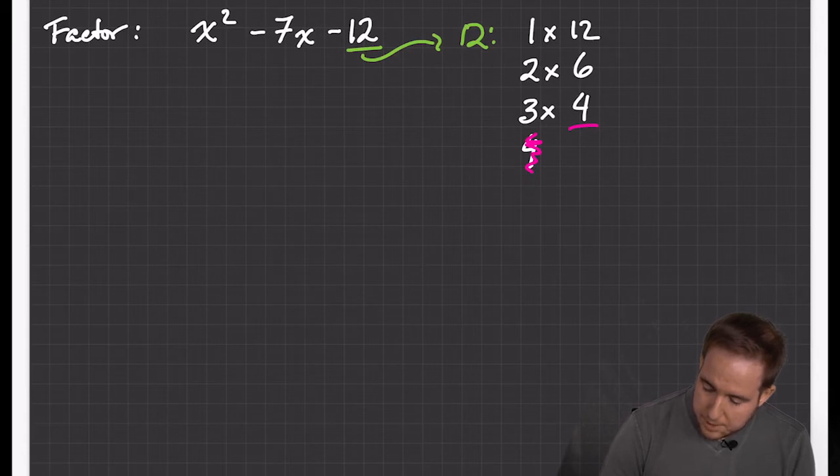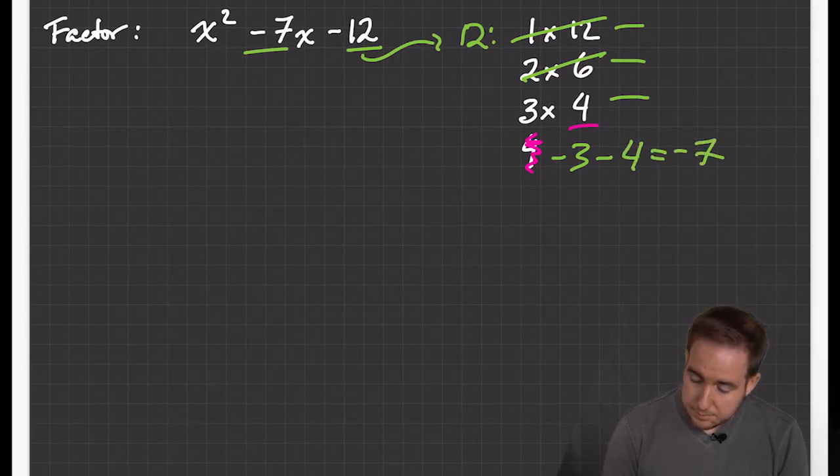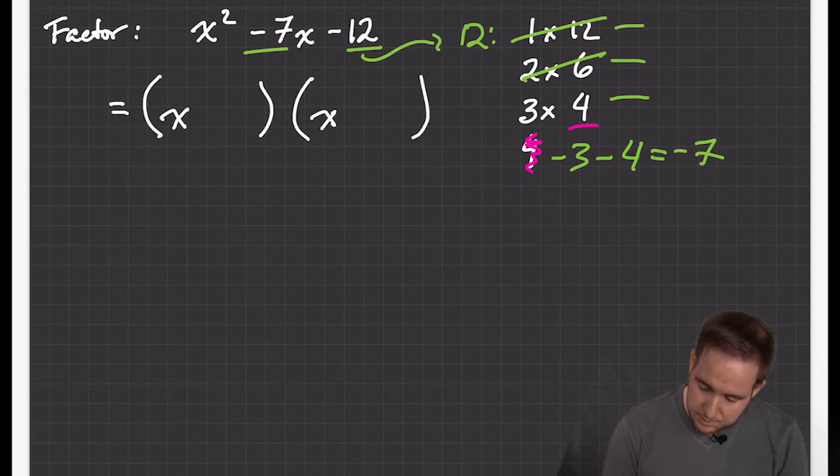And now I need to look for a combination that goes together to make -7. So putting a 1 and a 12 together, you can get 13, which means you can also get 11, so -11, -13, not that one. 2 and 6 will make 4 or 8, no. 3 and 4. -3 minus 4 makes -7. So that means x minus 3, x minus 4.